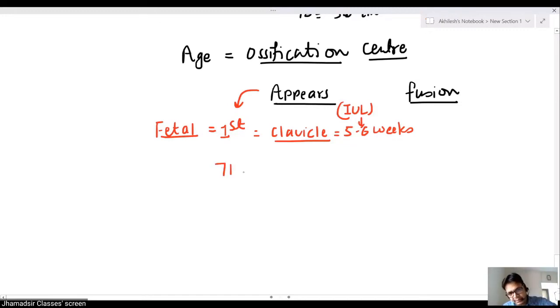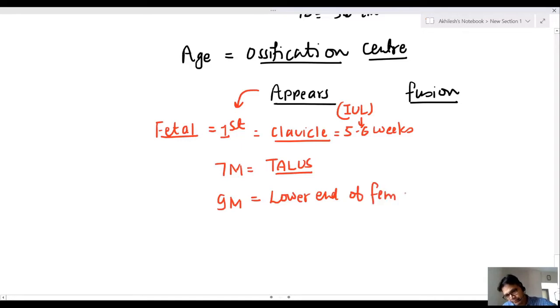At 7 months, the talus center appears. This is a very important MCQ. 7M is 7 months. The talus center appears. At 9 months of age, the lower end of femur and cuboid bone center appear.